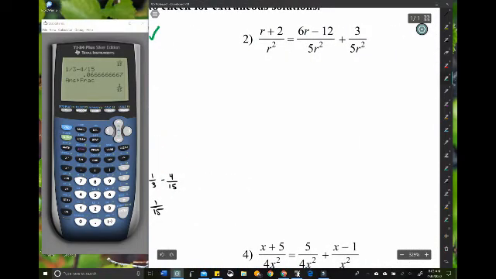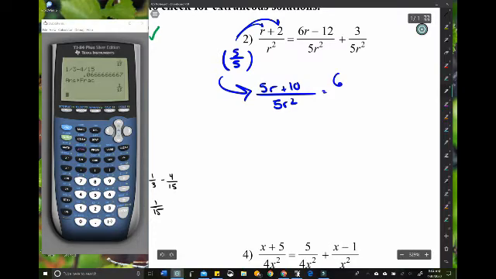Okay, number 2 here. So really the only thing this first fraction is missing is a 5. So this is 5r squared, r squared. So I'm just going to multiply by 5 over 5, this first fraction. And that makes it, so remember to distribute, 5r plus 10 all over 5r squared. And that's equal to 6r.